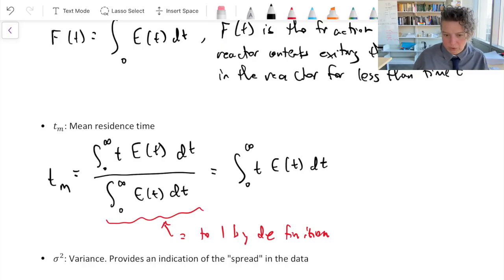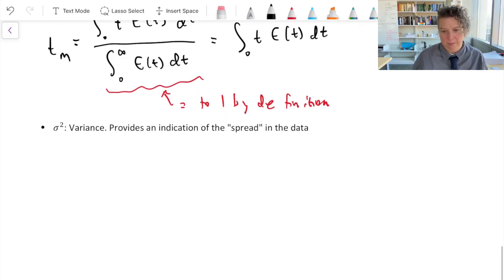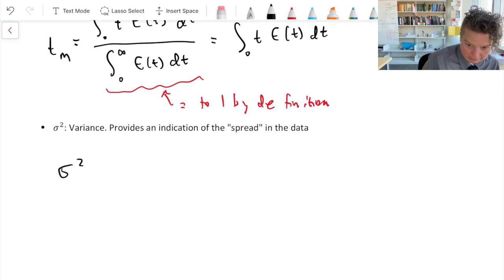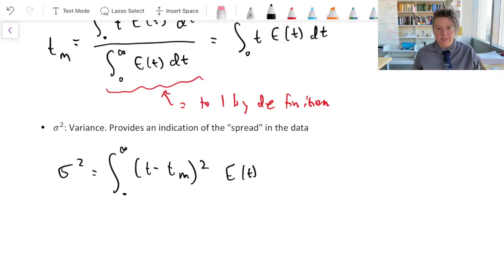And then if we want to know the variance, which tells us something about the spread in the data, basically what we can do there is integrate between t equals 0 and t equals infinity, t minus tm squared times the residence time distribution dt. So these are some of the functions that we're going to be using as we explore residence time distributions.